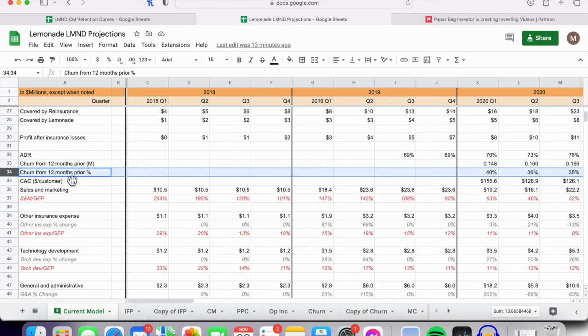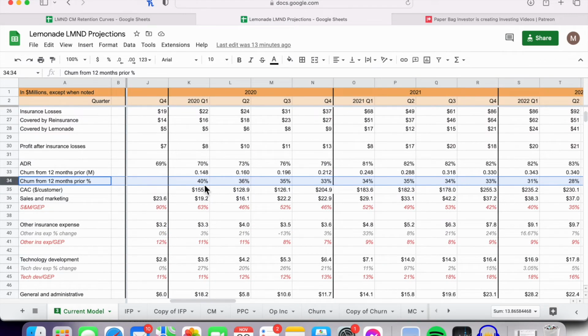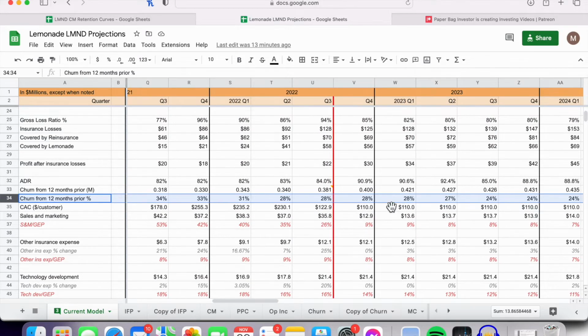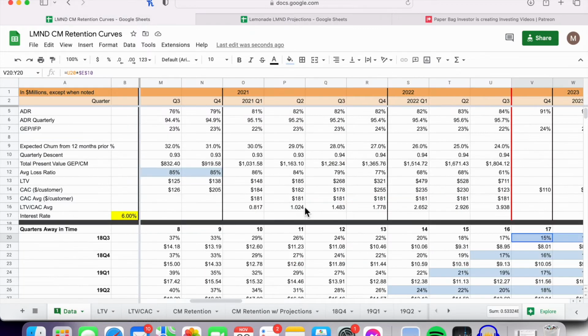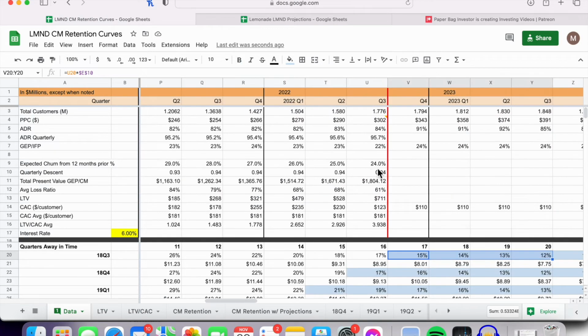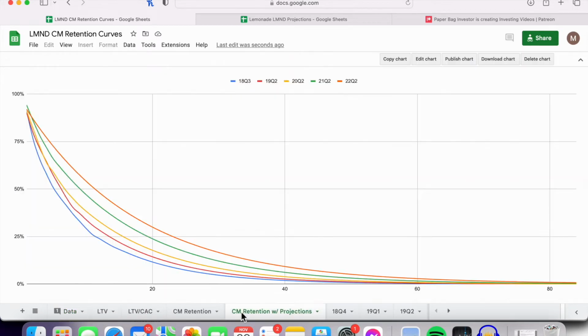You can see that figure here in my projection model. Churn from 12 months prior goes from 40% to 34% to 31% to 28%. So it's dropping at roughly 1% per quarter. That's what I put in here myself. Started back at about 40%, got down to about 24% right now. It's a guess for what the rest of the projection for each cohort would do over time.